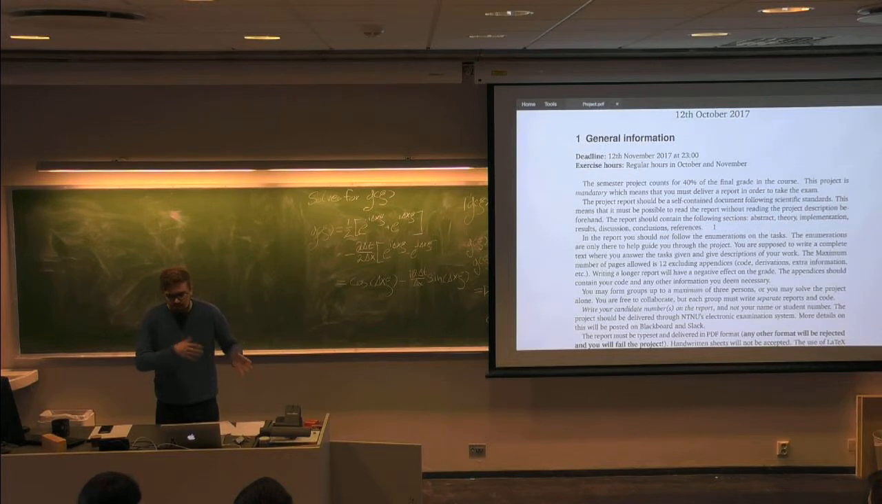So you need an abstract, a theory, implementation, results, discussion, conclusion, and references. That is the basic structure of a report like this, and the report should be a self-contained document. So you have to imagine that you don't have this project text available, and you should try to motivate your own research or the report or the work you're doing. So this is just basic guidelines.